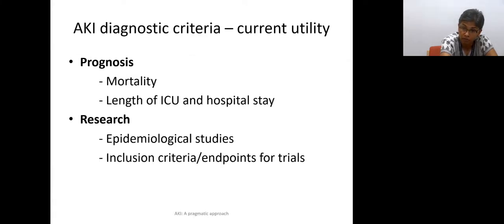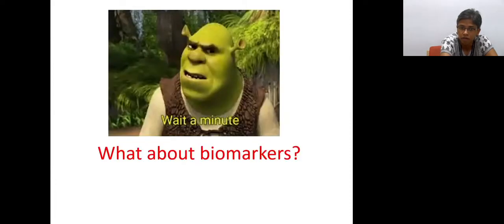Right, but the utility of this criteria is that it helps to prognosticate a patient in terms of their mortality and the length of ICU and hospital stay. And definitely they've helped to create a uniform criteria for use in epidemiological studies and as endpoints in trials. So that's their utility. Now, I'm sure a lot of you are asking, what about biomarkers?